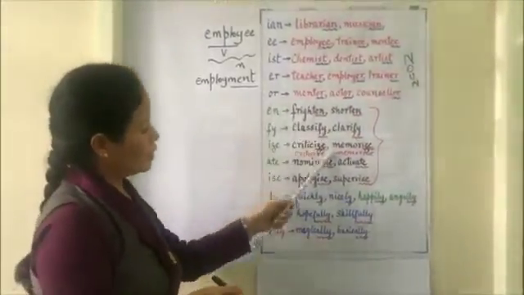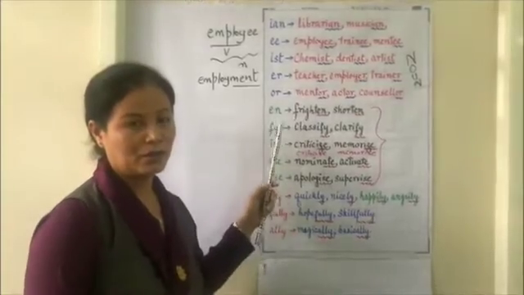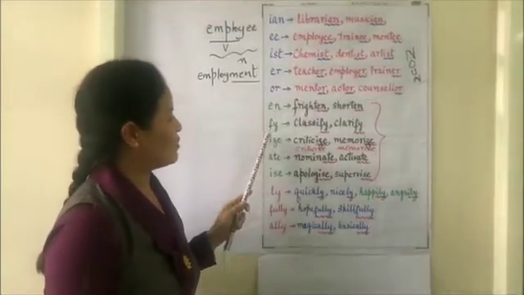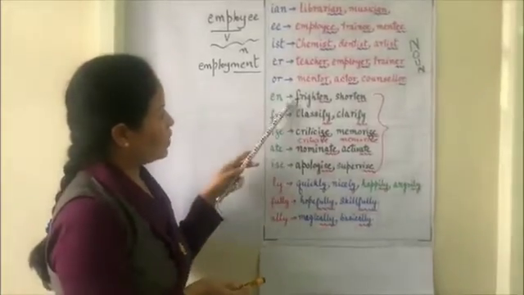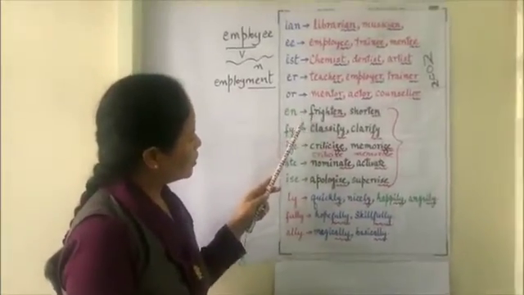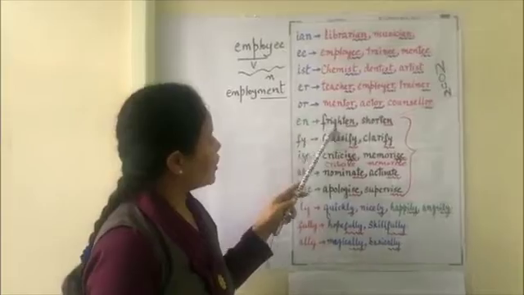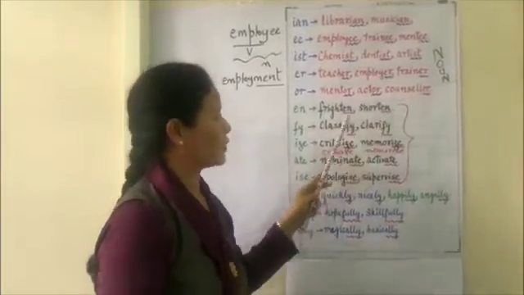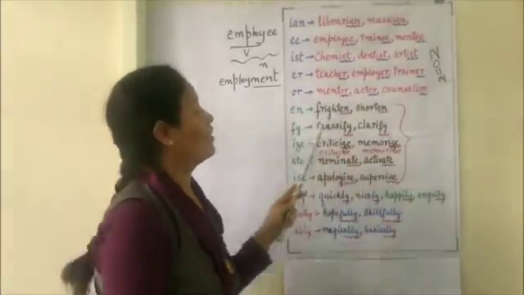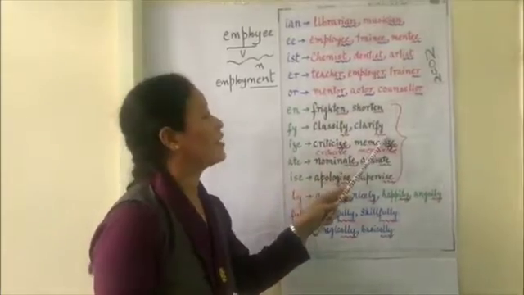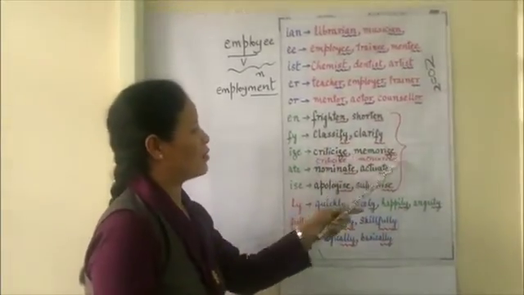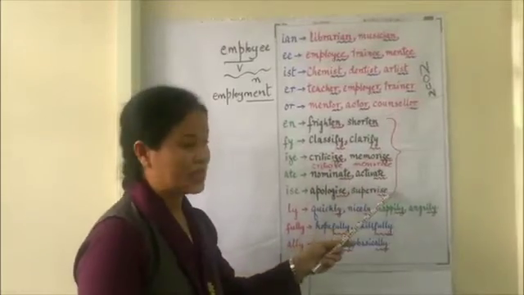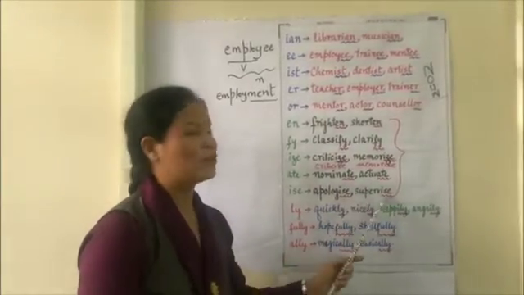So we have another list of suffixes. And -ify, -ize, -en. So here I want, okay, so I'll discuss it here. Frighten, shorten, lengthen, classify, clarify, justify. So you can add on: criticize, memorize, nominate, activate, apologize, supervise.